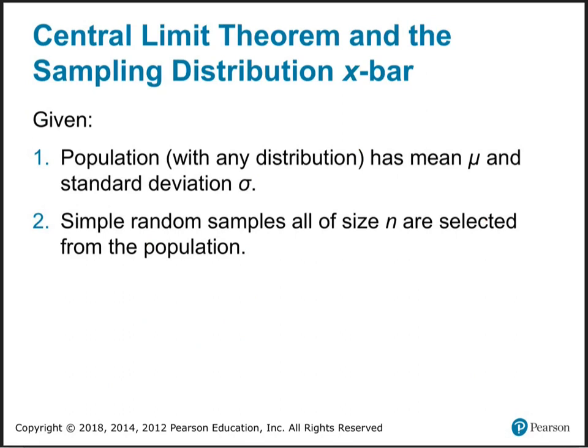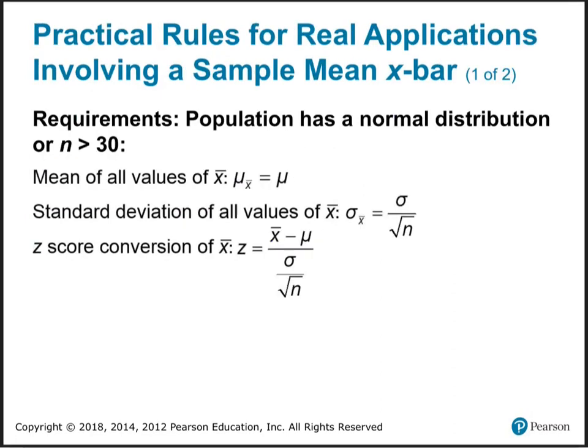Let's move on. So the population has a mean of mu, is what they call it, and standard deviation is sigma. Blah, blah, blah. We know all that. Okay. Here's the requirements. We're all into this bell-shaped thing, right? We're all into this normal curve stuff.